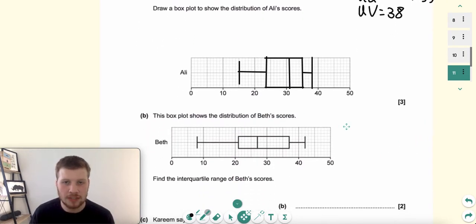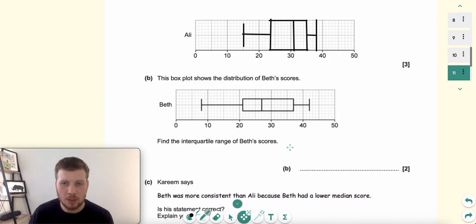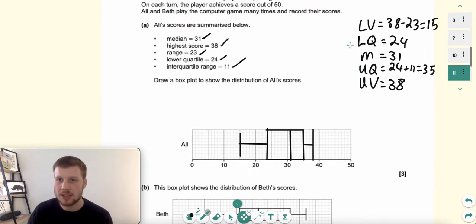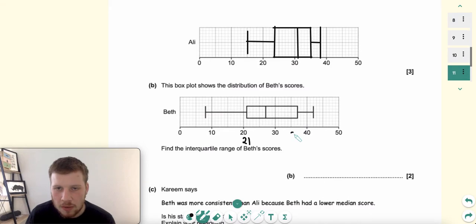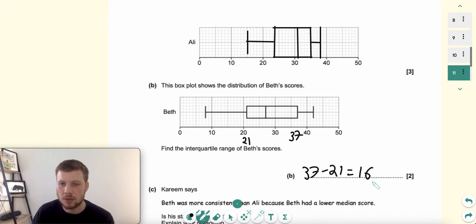This box shows the distribution of best scores. Find the interquartile range. Well, the interquartile range is the difference between the upper and the lower quartile. It's also the size of the box. So here I've got a value of 21. Here is a value of 37. 37, take away 21 is equal to 16.